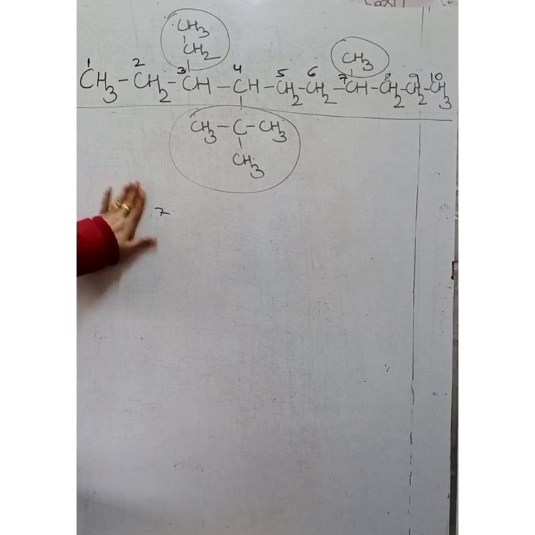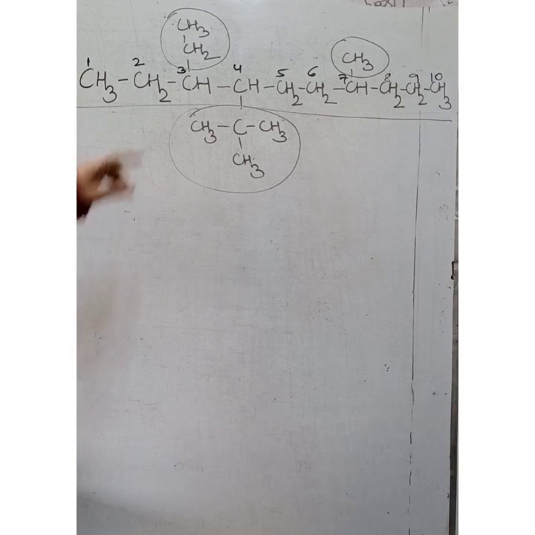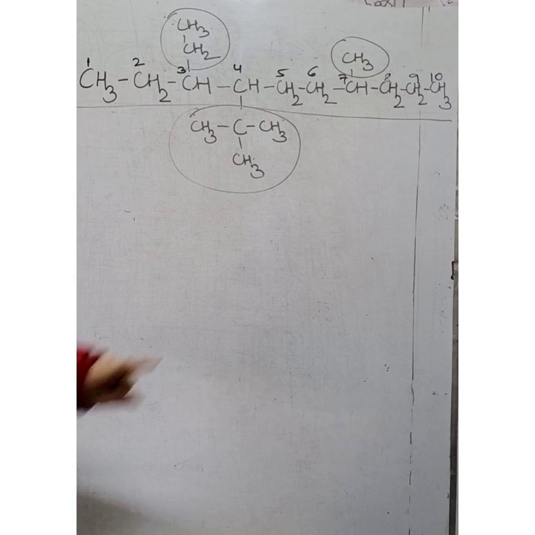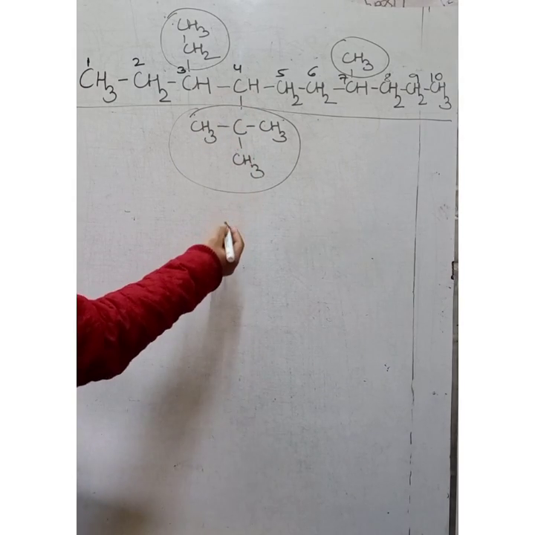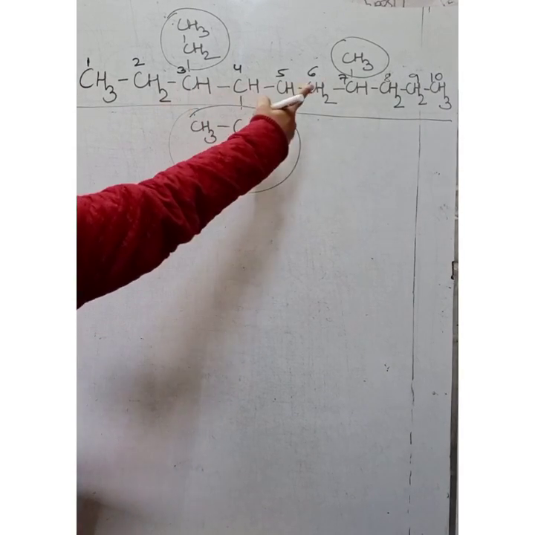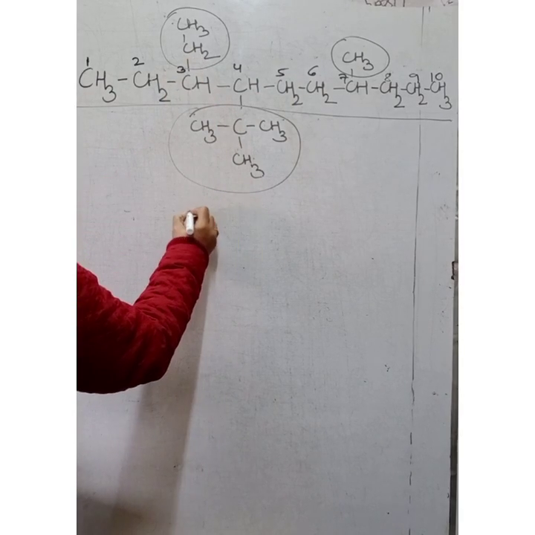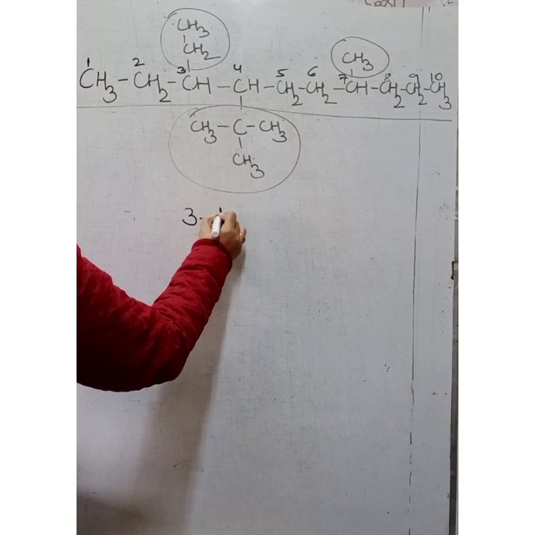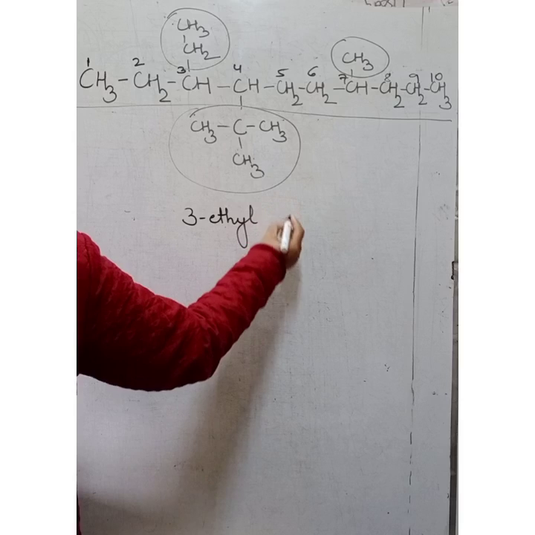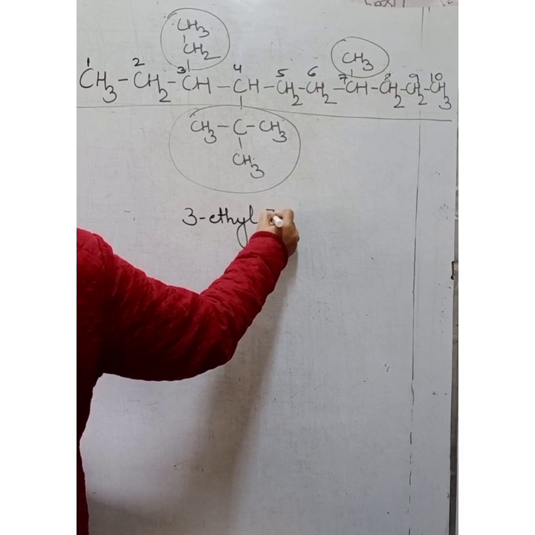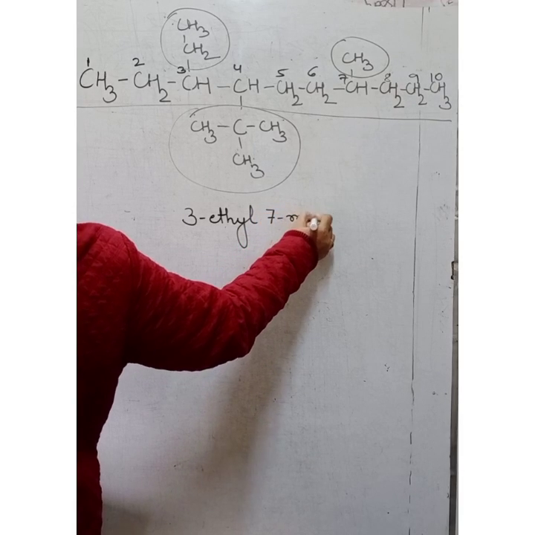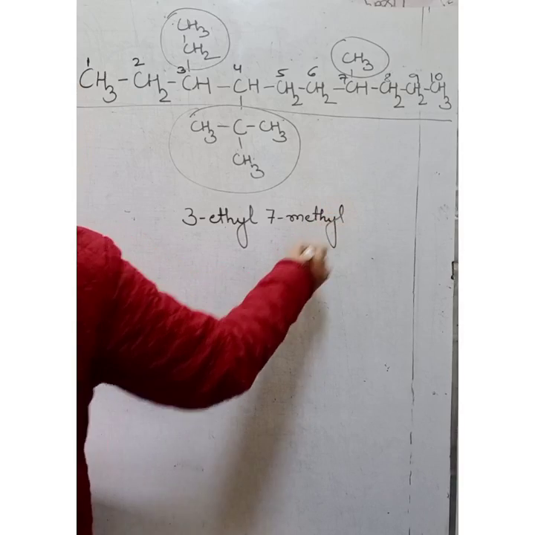Now, let us name it. You can see this is ethyl, this is methyl. So, obviously, according to the IUPAC name, position prefix. Of course, ethyl comes first in the order of preference. So, 3 ethyl, 7 methyl. This is already there.